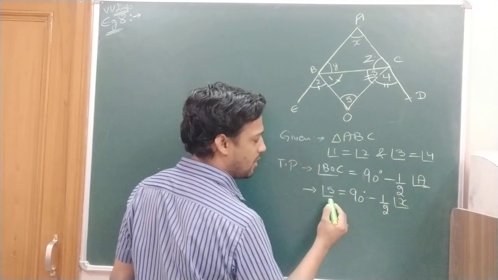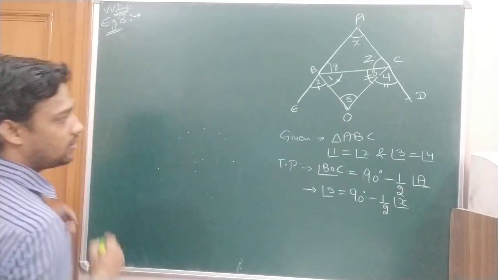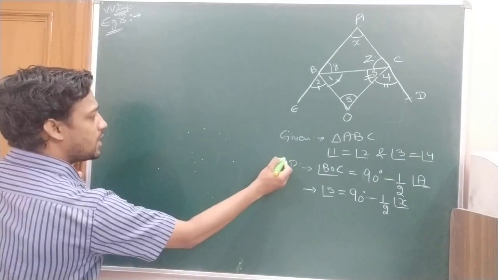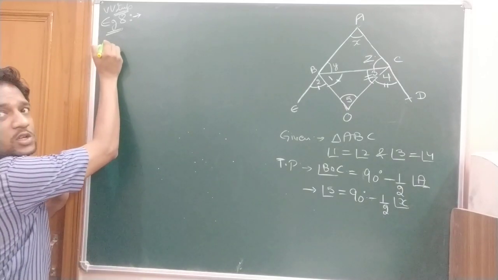It means indirectly you have to prove this. Angle phi equals 90 minus 1 upon 2 angle x. Now see how to solve this question. This question can be solved in 3 parts, students. There are the 3 steps. I am also going to mention here the 3 steps.